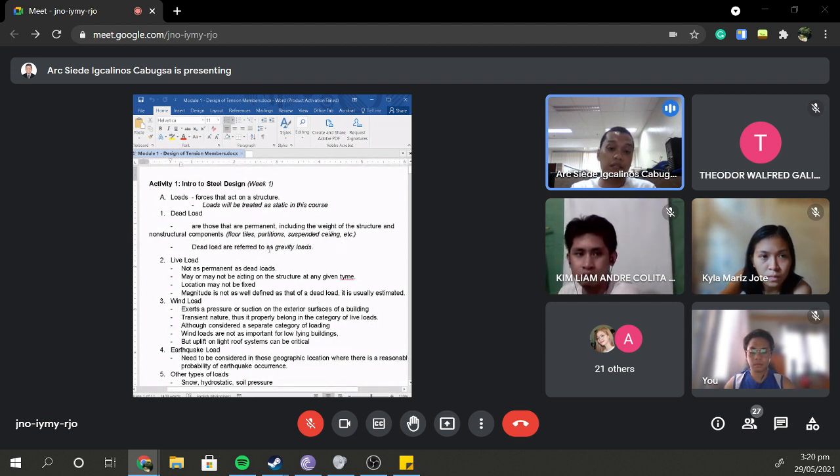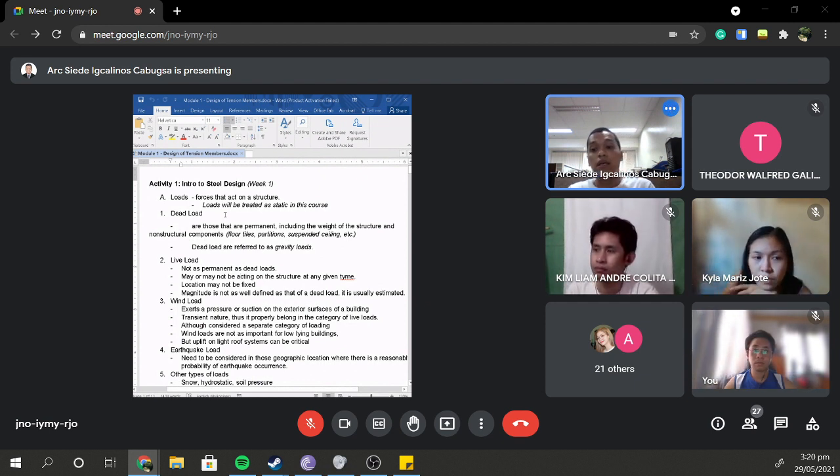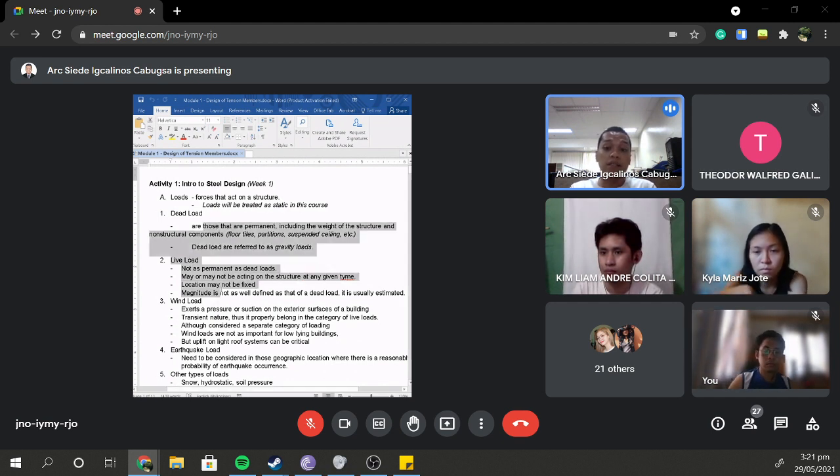Then we have the different kinds of loadings. We have the dead load. The dead loads are permanent loads, including the weight of the structure and non-structural components: the floor tiles, partition, the suspended ceiling, etc. Dead loads are referred to as gravity loads, so the direction of the dead load is the direction of gravity. Okay? And the second type of load, the live load.